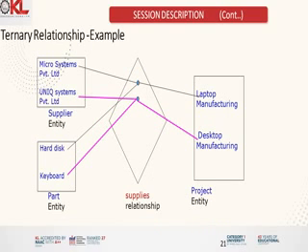Next, ternary relationship. Ternary means three entities. Here you can see Micro Systems and Unique Systems in the supplier entity, hard disk and keyboard in the part entity, and laptop manufacturing and desktop manufacturing in the project entity. Here Micro Systems is going to develop laptop manufacturing. It is producing laptop manufacturing and is also producing hard disks. And Unique Systems Private Limited is going to provide desktop manufacturing and also keyboard manufacturing. Like that, it is going to provide two entities.